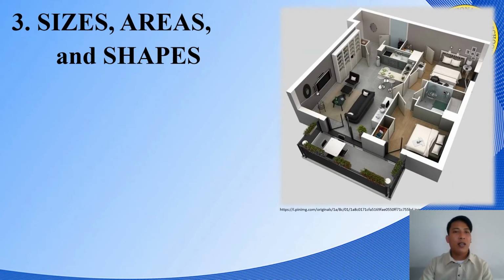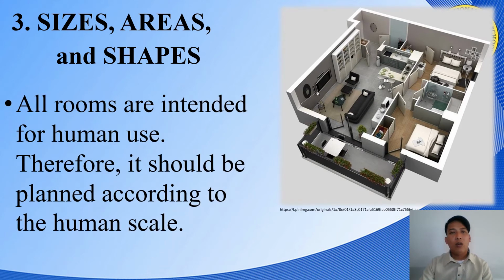Next is size, areas, and shapes. All rooms are intended for human use. Therefore, they should be planned according to the human scale. Good design always provides ample areas to accommodate furniture, appliances, and other related facilities, including the critical and important lanes or pathways for routine movements inside the house.